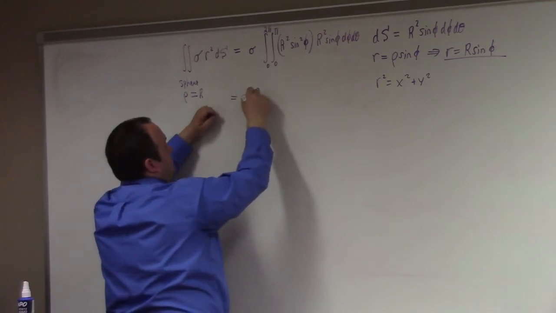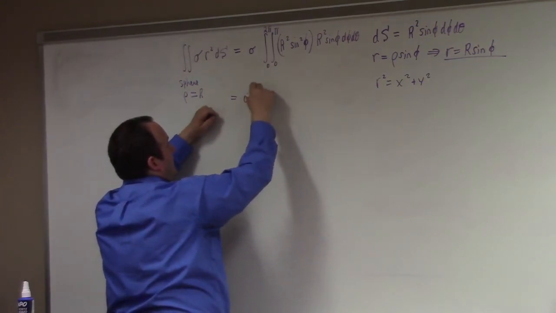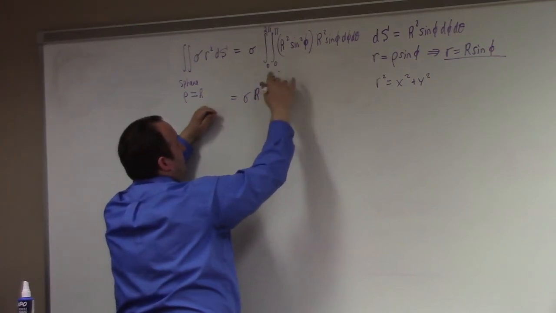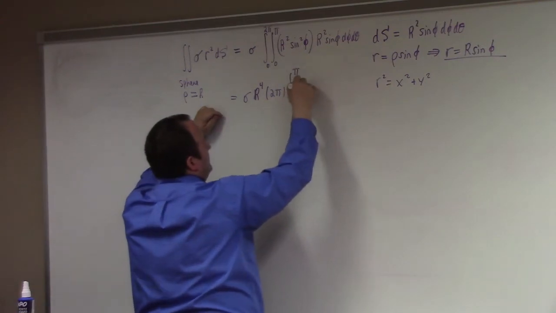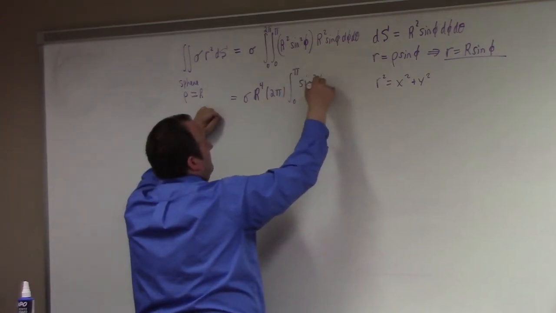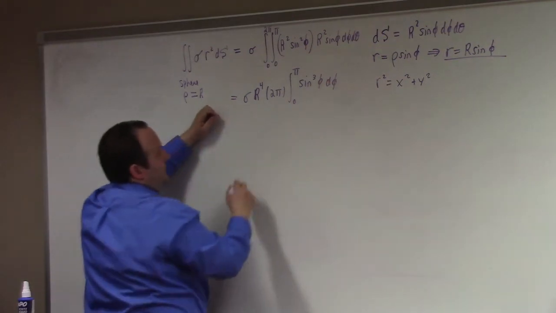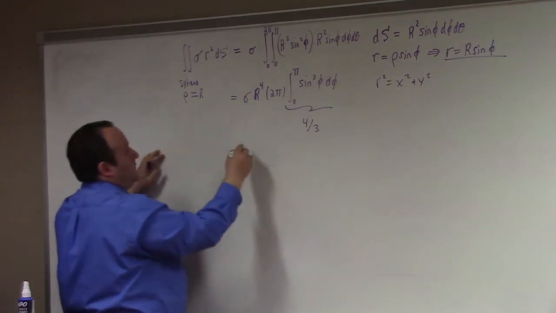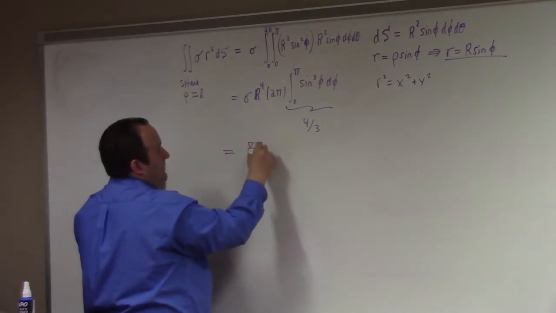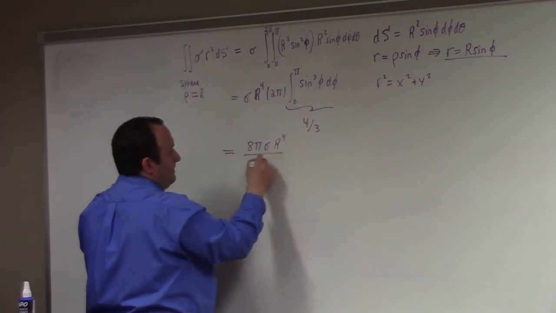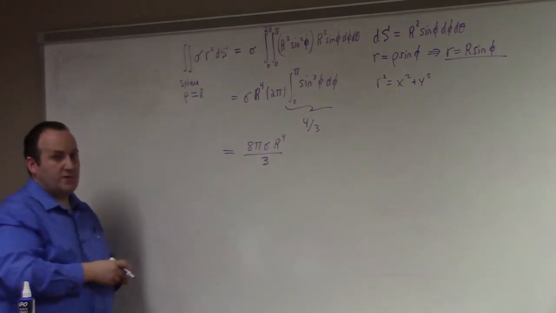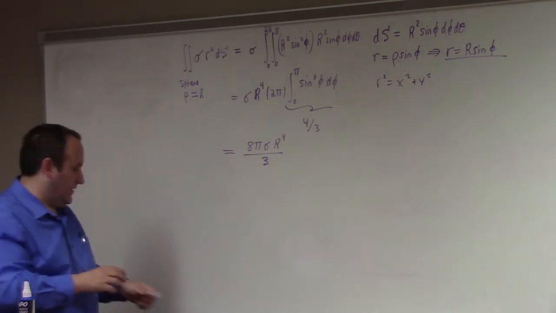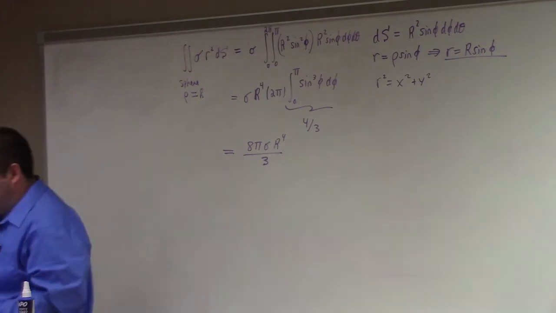So we got sigma R to the fourth, times 2 pi, that's the theta integral. And then the integral from 0 to pi looks like sine cubed phi d phi, right? So we can go through this integral again, but maybe you remember that's 4/3. And so what we get is 8 pi sigma R to the fourth over 3. Do I need to review how to go through the integral of sine cubed again? All right, I can do that.